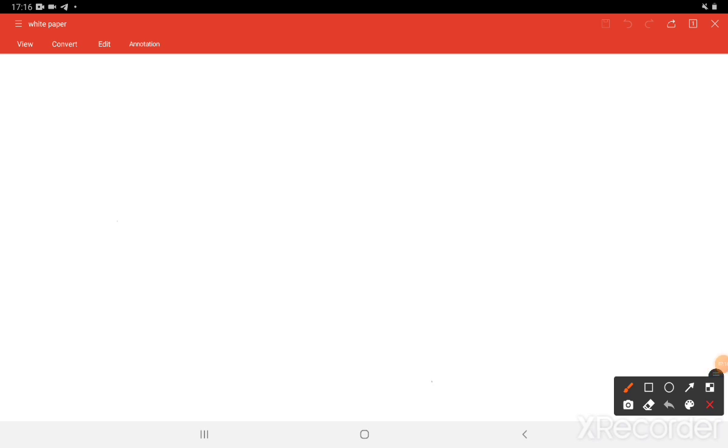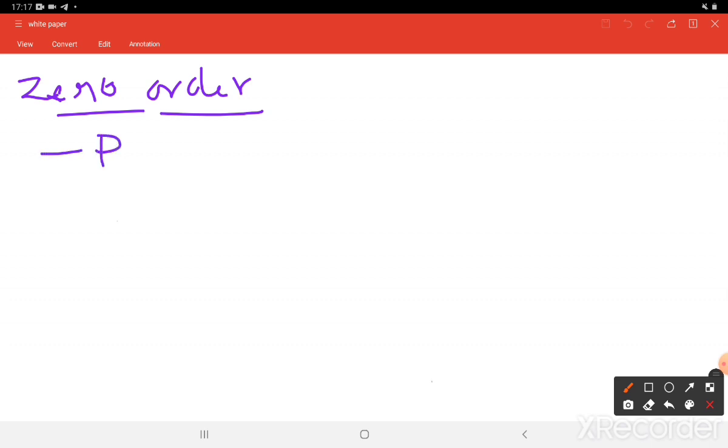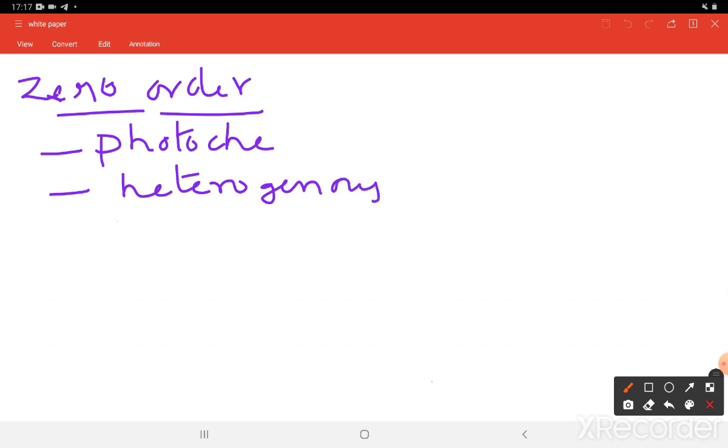Let us see some examples for different reactions which follow different orders. Zero order reactions. All photochemical reactions, they follow zero order, and heterogeneous reactions, they follow zero order. Let us see examples for first order reactions.